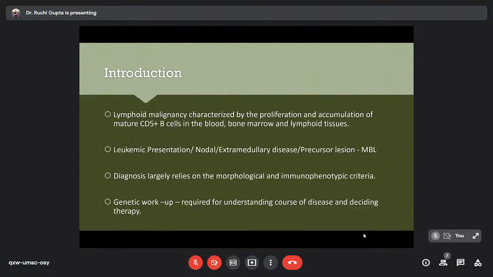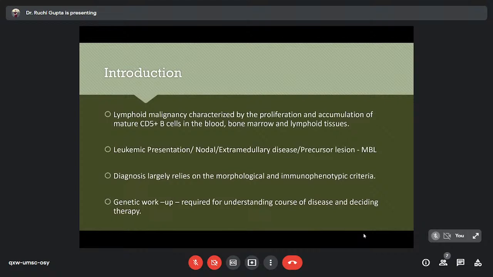lymphoma. So this is just the background that we all know, that CLL is typically characterized by CD5 positive B cells in the blood, bone marrow, or in the lymphoid tissues. It can have a leukemic presentation, which we commonly know as CLL, that is chronic lymphocytic leukemia, or if it is limited to the lymph nodes with no peripheral blood involvement and no cytopenias, we call it small lymphocytic lymphoma. It can have extramedullary disease, and it also has a precursor lesion which is known as the monoclonal B cell lymphocytosis.